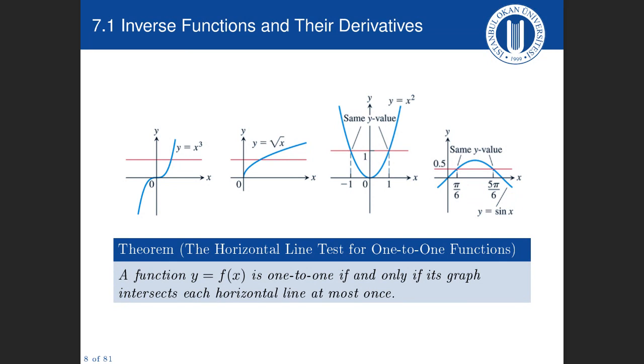So first picture, there's one intersection, must be 1-to-1. Second picture, one intersection. One point where the line crosses the graph, must be 1-to-1. Picture 3, there's 2 points where the line intersects the graph, so it's not 1-to-1. And picture number 4, again, there's 2 points where the line intersects the graph, so the function in picture 4 is not 1-to-1.